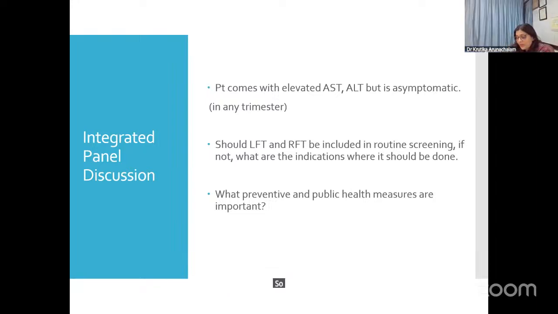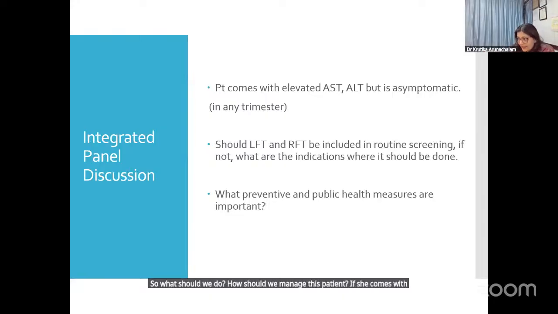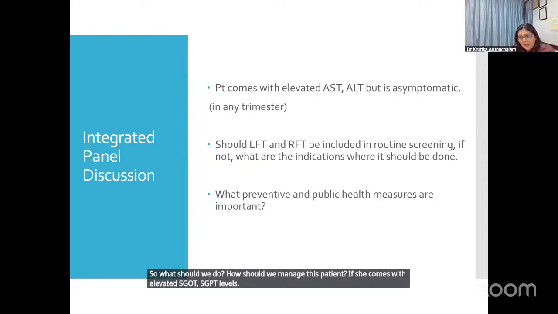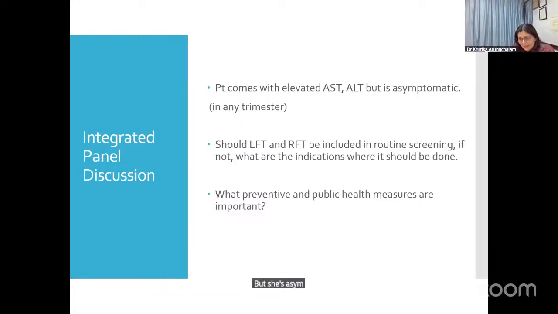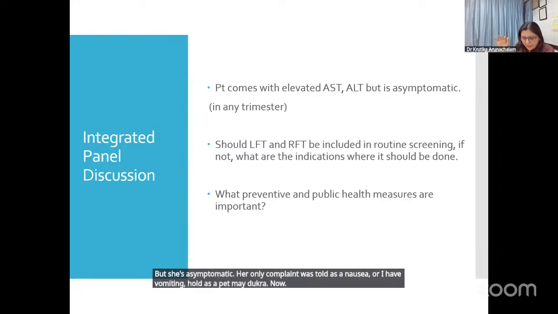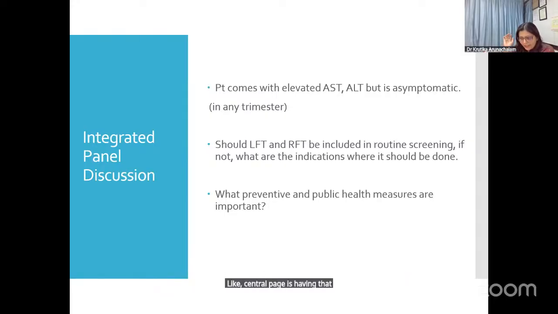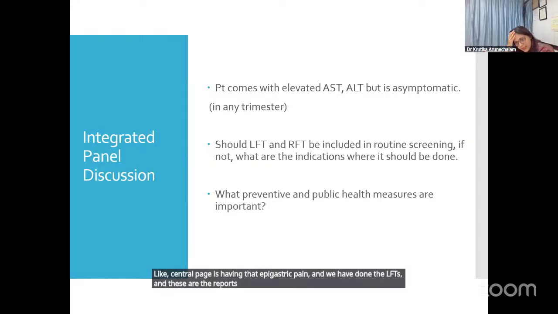So what should we do? How should we manage this patient if she comes with elevated SGOT, SGPT levels, but she is asymptomatic? Her only complaint was a little nausea, vomiting, a little pain in the abdomen. Now she's having upper right central pain. She's having that epigastric pain, and we have done the LFTs, and these are the reports.